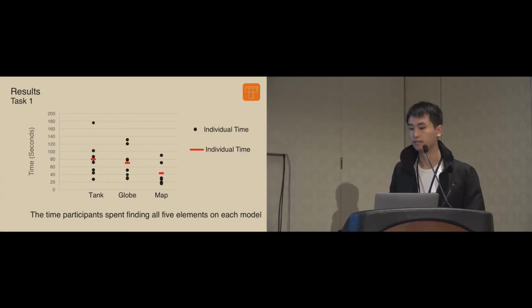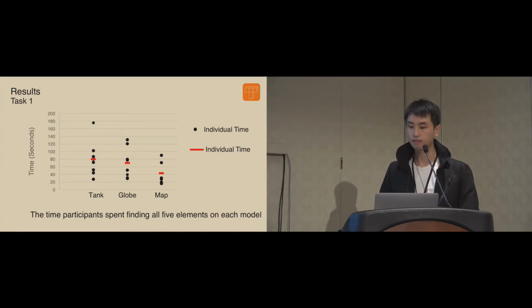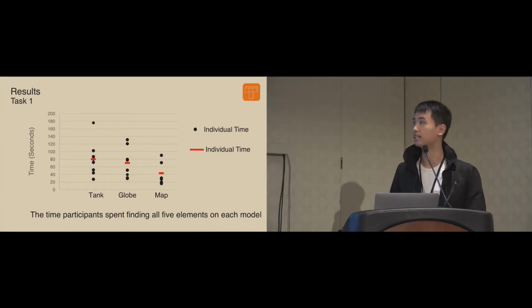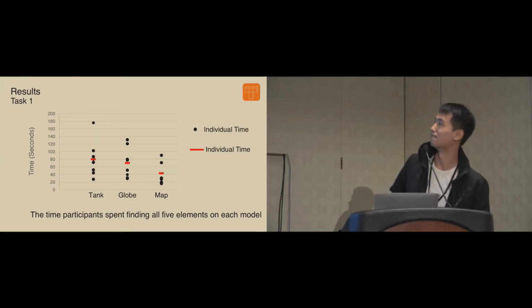Here are the results. The figures show the time participants spent finding all elements on each model. So this is for the task 1. And the x-axis are 3 models, tank, globe, and the map. And the y-axis is the time. The individual time was plotted as black dots, and the average time for all participants was plotted with a red line. Sorry for the typo here.